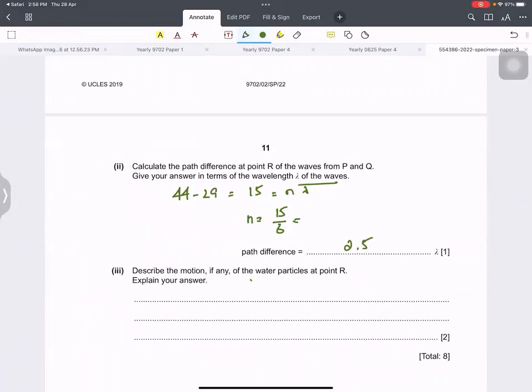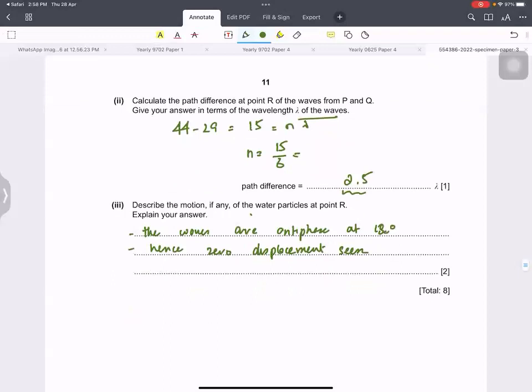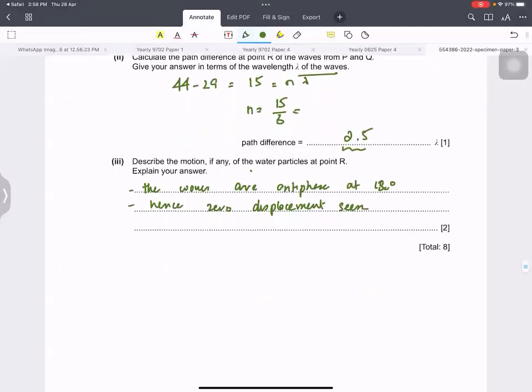Right. Now, describe the motion of the water at R. Because it is 2.5, right? So anything that is like 0.5 or a factor of 0.5 means destructive interference, right? So we are going to say that the waves are in antiphase at 180 degrees. Hence, zero displacement seen. Because both are similar waves, they are going to cancel out each other. Right? If you have any questions, please let me know. Okay.